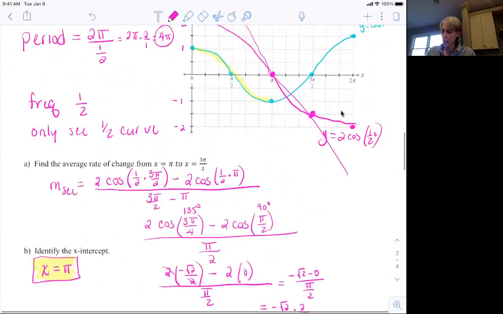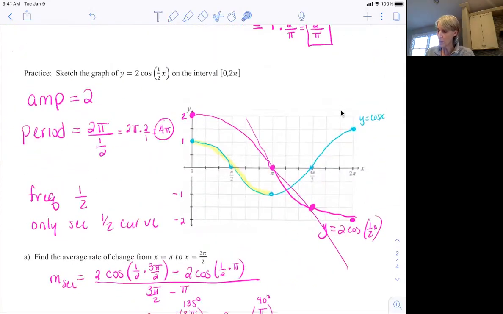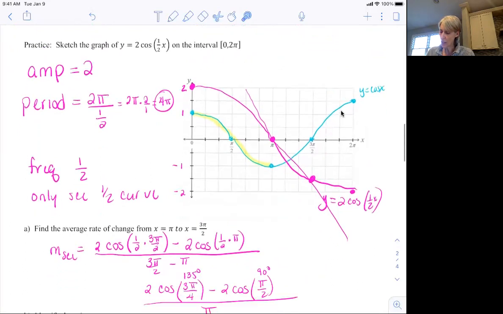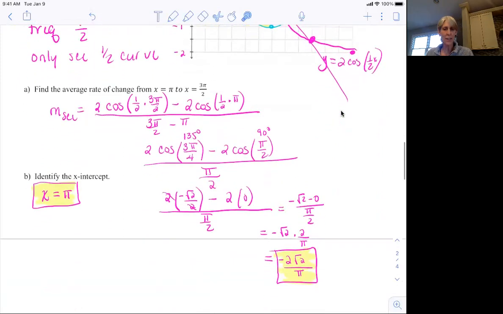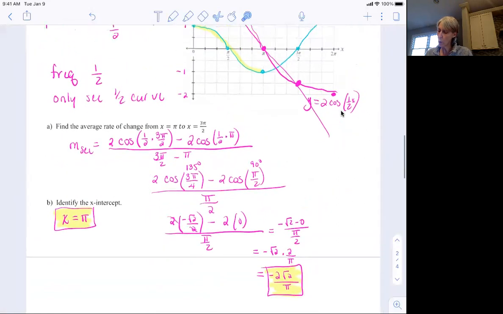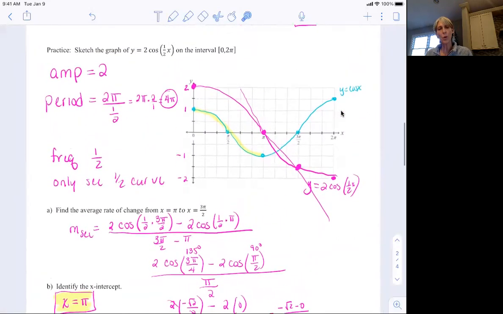So basically, I have one more practice problem on this page. Sketch the graph of y equals 2 times the cosine of 1/2 x on the given interval 0 to 2 pi. Then after you sketch that, I'd like you to find the average rate of change and then identify the x-intercept. And I have this work all worked out here, because at this point you should be able to work through this problem on your own and check yourself with my work as you go through it, okay?